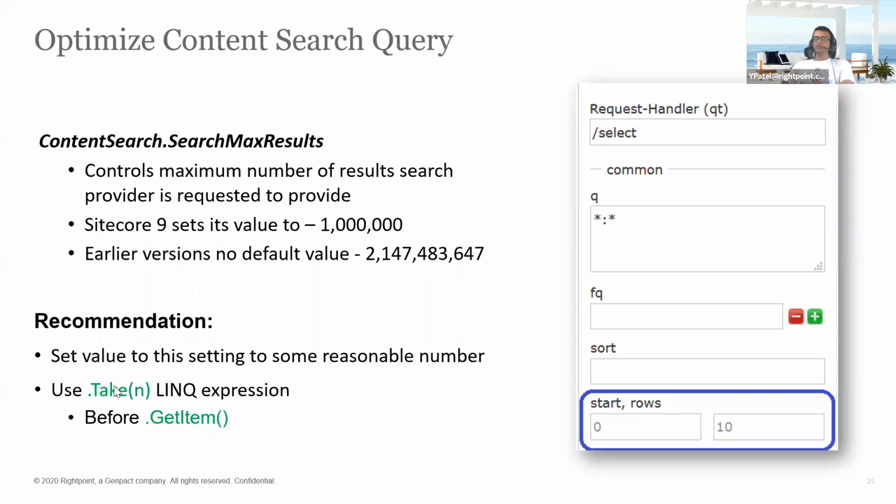The second option is to use the Take LINQ expression. Using this expression, we can ask Solr to only return the given number of documents instead of fetching everything. And the most important thing is to make sure we use Take before GetItem. Otherwise, we get hundreds of documents, those are all converted to items, and only then we take the top 3 or 5 we need. So use Take first and then GetItem.